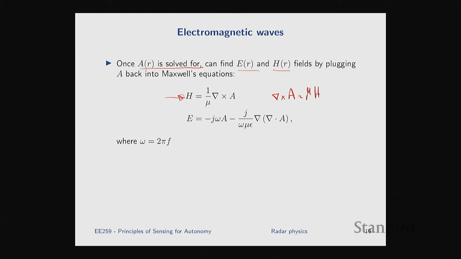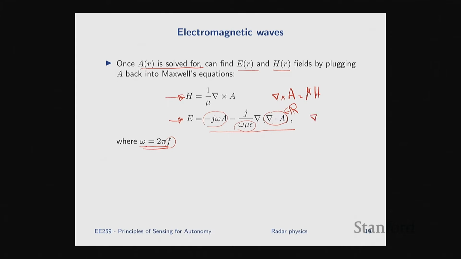So H is easy. E is also kind of easy, but you need to plug A into Maxwell's equations and do some simplifications, but it turns out that it depends on A via this equation, which is minus j omega A, where omega is the angular frequency, so it's just 2 pi times the frequency in hertz, minus this other term, which is j over omega mu epsilon times the gradient of the divergence of A. Okay, let's make sure this makes sense here. The divergence of A, we know what it is. The divergence of A is a scalar quantity. A itself is a vector, but the divergence of a vector field is a scalar field.